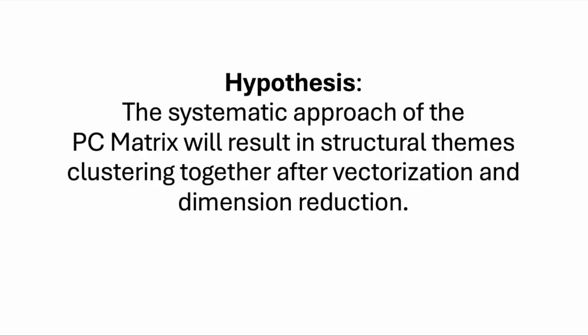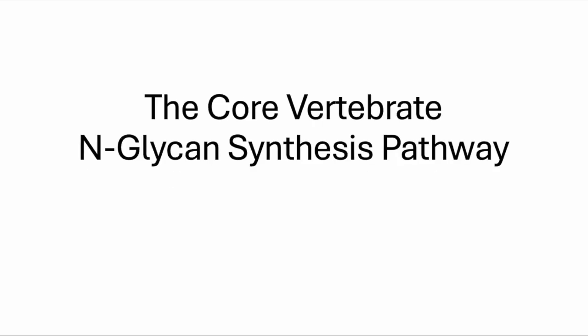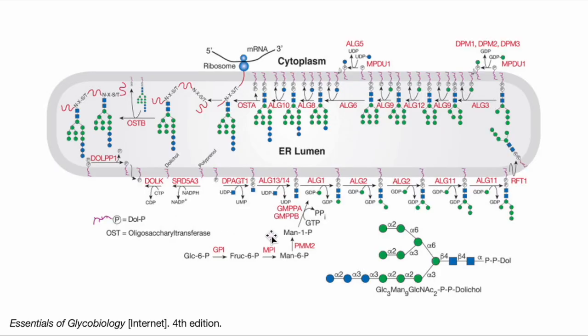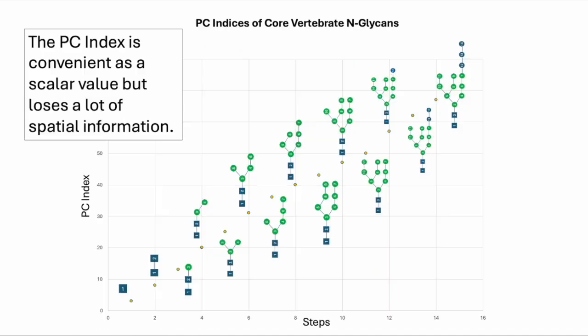So to test this hypothesis, we first analyzed the core vertebrate N-glycan synthesis pathway. So vertebrates have a core glycan that looks like this. It begins with the first monomer, and then 13 steps later ends up in its final form. We analyzed each of these 14 structures using the PC matrix, and then first we plotted the PC index for each step. And as you can see, the index forms a relatively straight line with a rising slope.